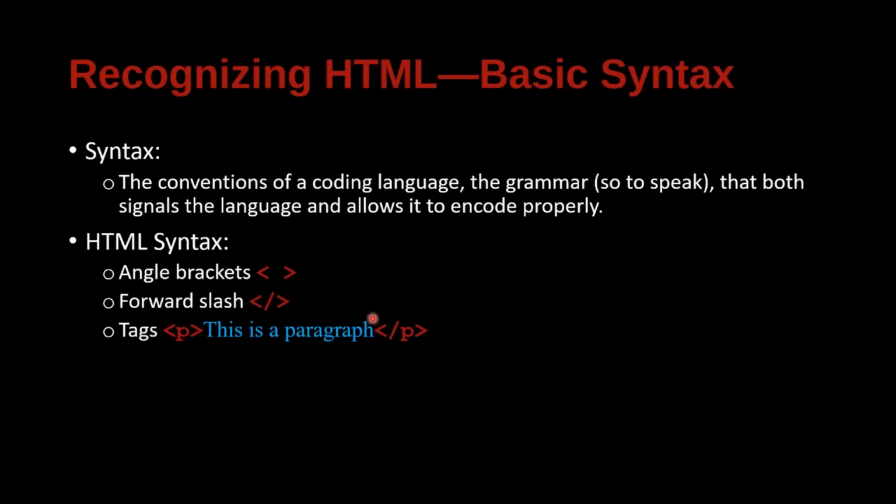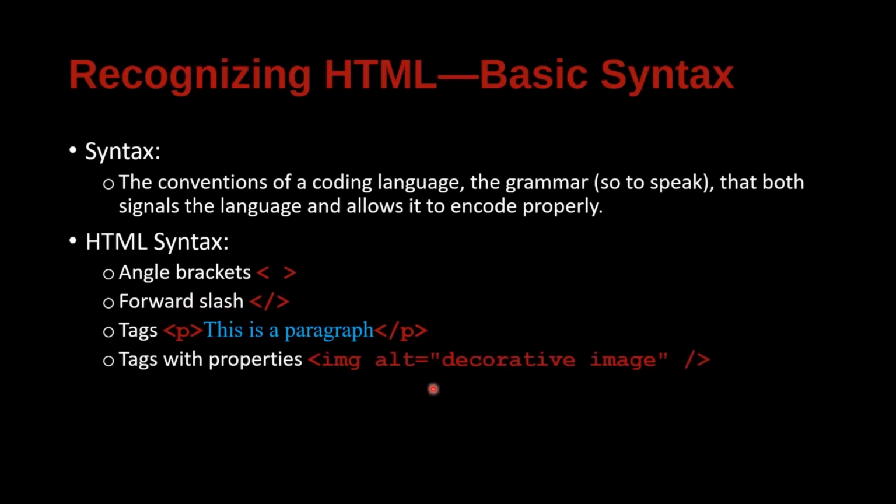So here's a nice paragraph of text. P is the tag that signals a paragraph to the browser as it's encoding. The angle brackets here let it know that this is where the paragraph is starting. Then angle brackets plus forward slash, plus the P, of course, let the browser know this is where the paragraph ends. So notice that what is contained between the beginning and the end is what is going to be rendered as the paragraph on the page.